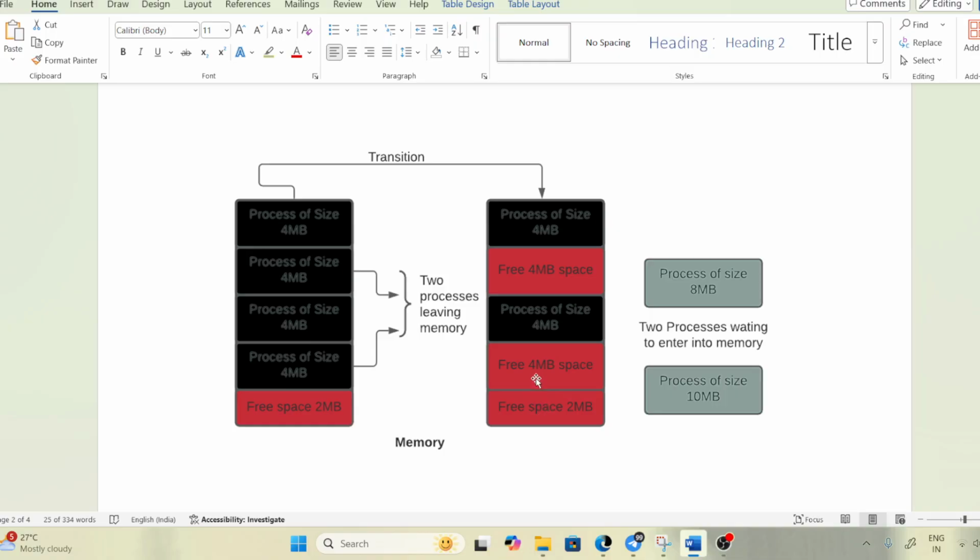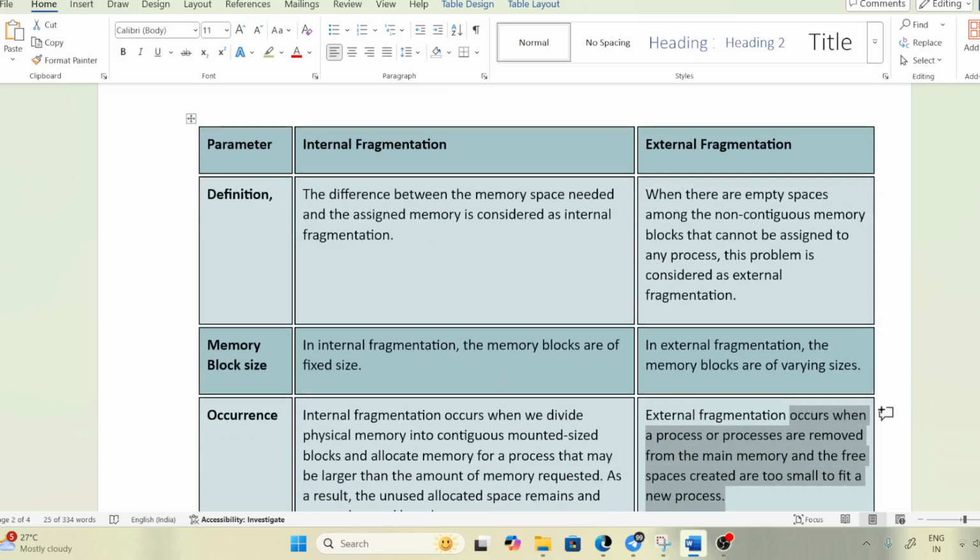So here, in continuous, 4 and 2 is 6, only 6 MB is continuous. But the process says, sir, I need complete 8 MB, so there is no space. So you will say no, you are not allowed. Still space we are having, but not in a continuous form. So now another process comes of 10 MB. You are having the free space of 10 MB, but still it is not continuous. So again you will say no, you are not allowed. So what is this? This is called external fragmentation.